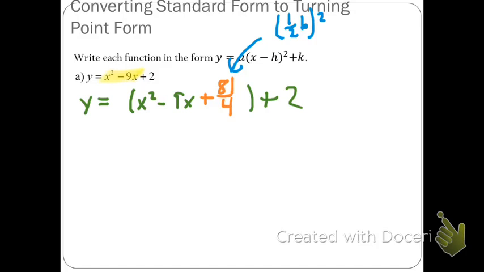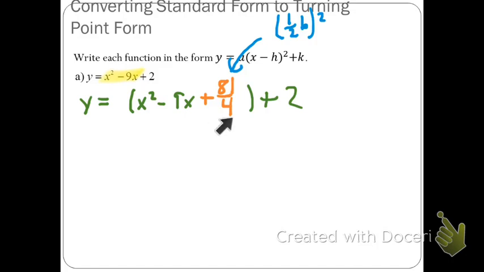Ordinarily, the way you would handle that is you would add this quantity 81 fourths to both sides of the equation. Except that if we're going to write the function with y by itself, then we don't want this to become a y plus 81 over 4. So what we're going to do is compensate for the fact that we added 81 over 4 to the right side of the equation in a different way. And that way is going to be this.